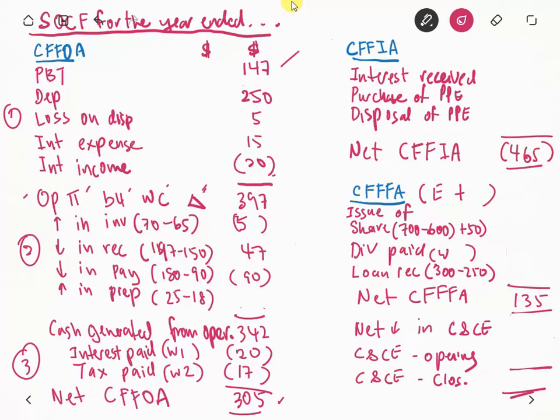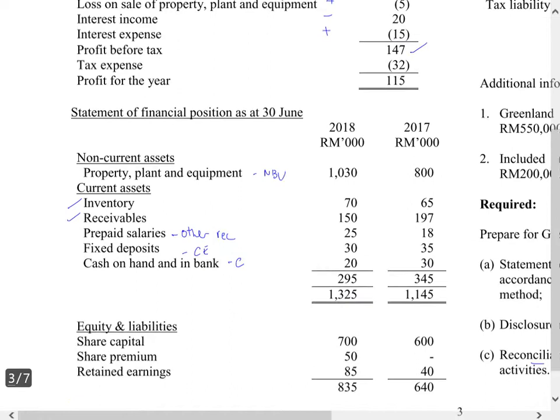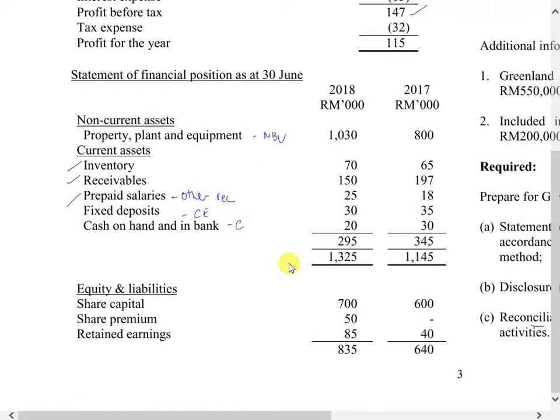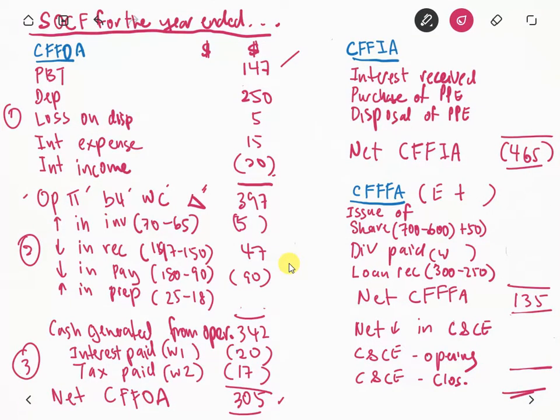But in this question, we have a prepayment. Prepayment is an other receivable. Other receivable 18 increased to 25, increased by 7. Inflow or outflow? It is a current asset, so increase means outflow. How much? 25 minus 18, an increase from 18 to 25, outflow 7. This one is very easy, just memorize: asset opposite, liability follow.